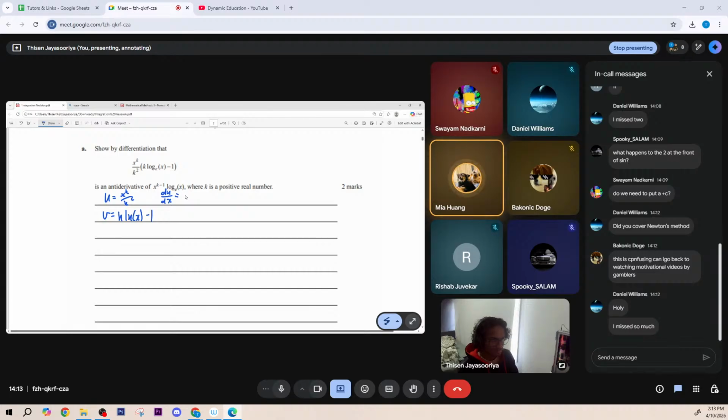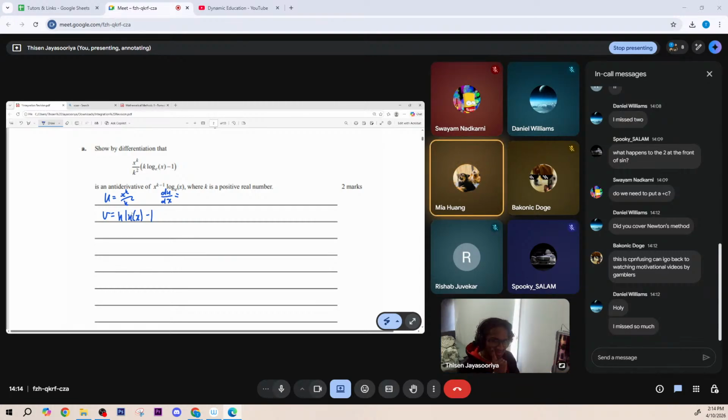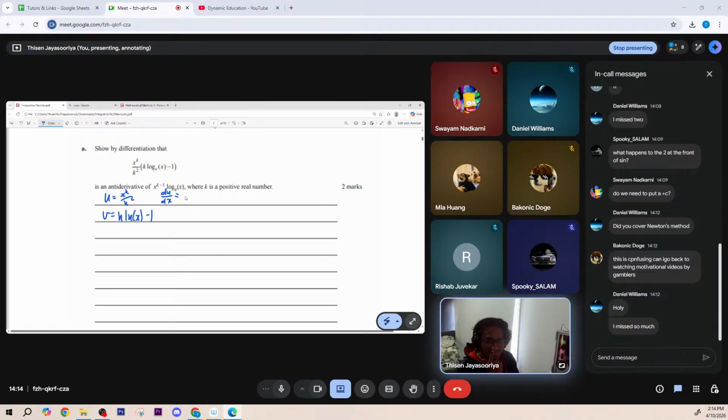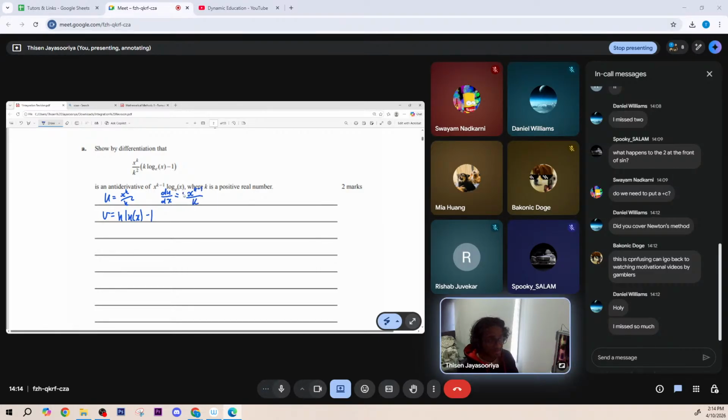Do I have to use the quotient rule for that? So here, remember this is x, we're differentiating in terms of x, yeah? So it's just the power rule. So it's k x to the k take away 1 divided by k, because we multiply it by k, yeah? Mm-hmm. Does that make sense?